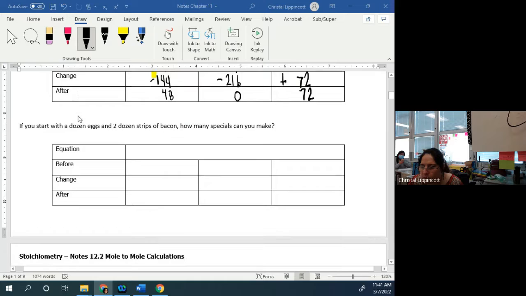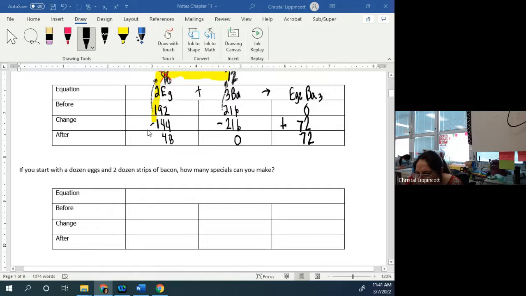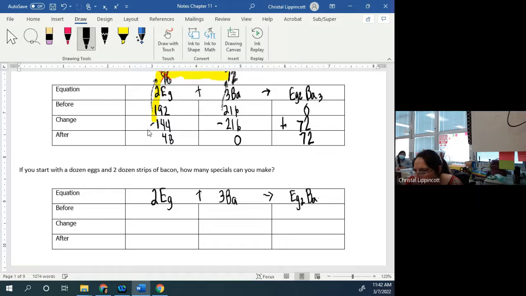All right, let's try one more. We've got a dozen eggs, so we're going to have the same equation here. 2 eggs plus 3 pieces of bacon gives us a bacon special. All right, I'm starting out with a dozen eggs. I'm starting out with 2 dozen strips of bacon. And in the beginning, I don't have any of these made. Okay, so we're going to take this.